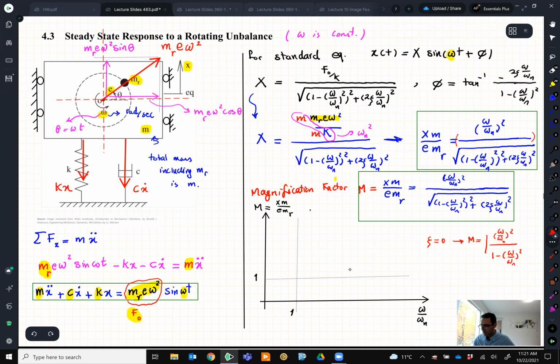And again, it has positive and negative, but we only care about the positive, right? When I don't have any speed, this time it is 0. It does not start from 1. And obviously at 1, it goes to infinity. And when omega over omega n gets to infinity, you can see from this equation, I have omega over omega n squared in the numerator and denominator. So both of them go to infinity, then this graph has to go to 1.